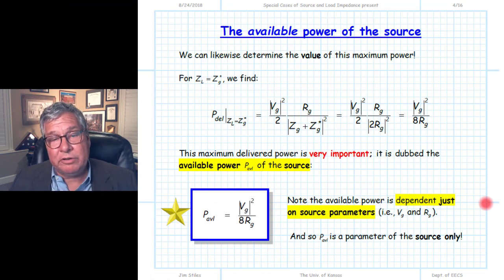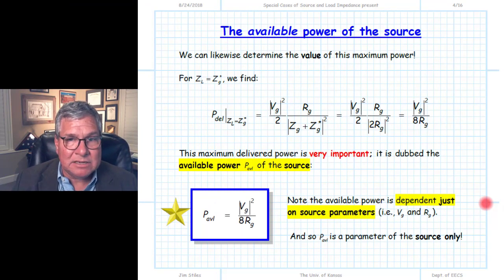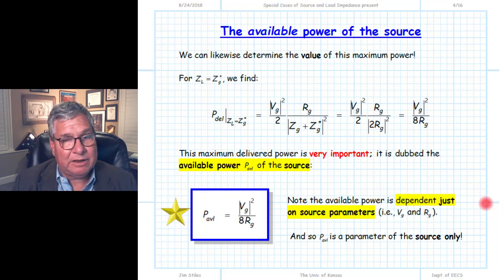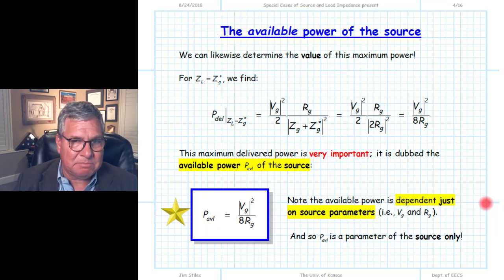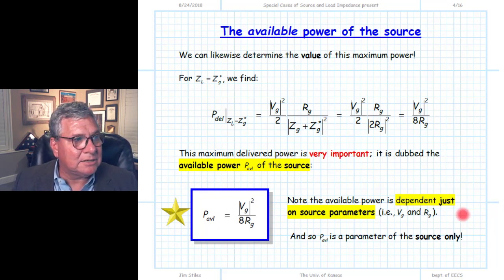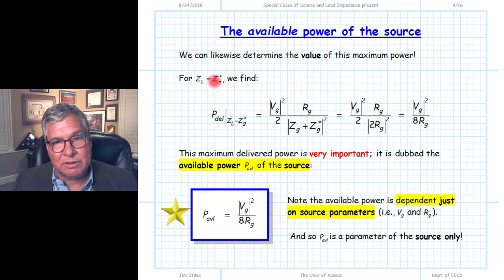A very important question that follows from this is, what is the rate of energy flow for the case where we have attached a load that is equal to the complex conjugate of the source impedance? We say that is the maximum rate at which the source can deliver energy. Well, what is that rate for that optimal case? It's fairly easy to determine. We simply insert the value ZL equal to the complex conjugate of ZG into our expression for the delivered power. And when we do that, we find it simplifies down to this result.